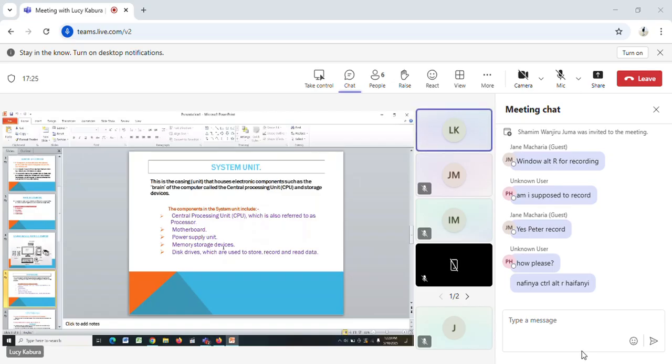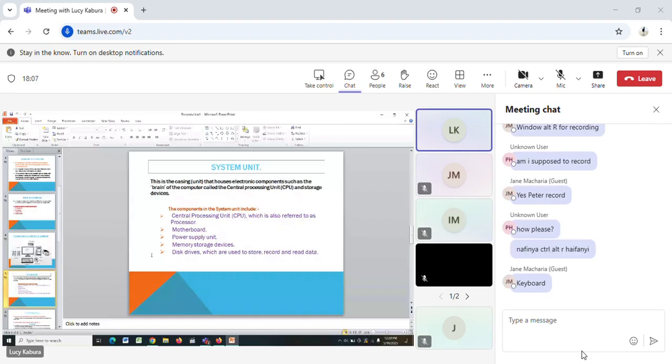The second one, the input devices. What are these? These are devices used to enter data into the computer. Kaidre, can you identify the input devices in our diagram here? Any input devices you can see that is used to enter the data into the computer? Or any other that you know, if it's not in the diagram, you can just say.